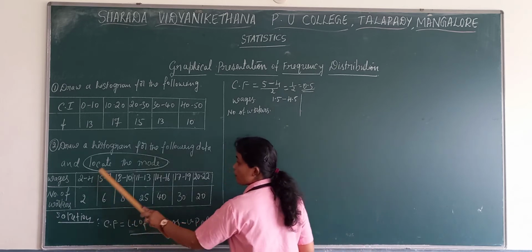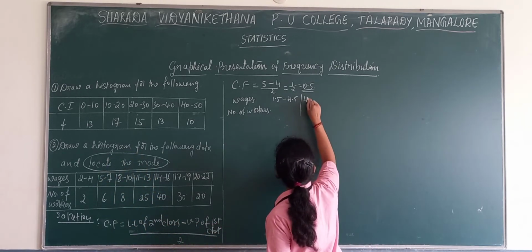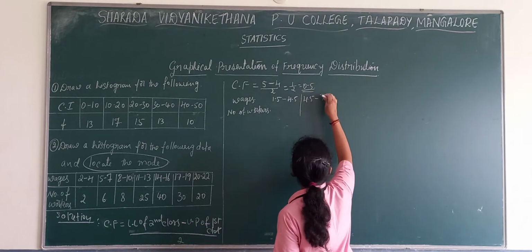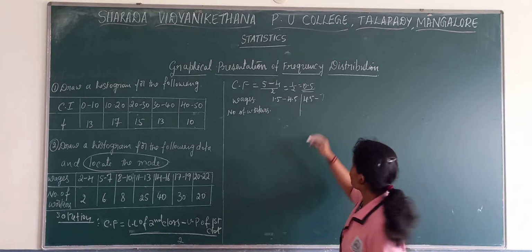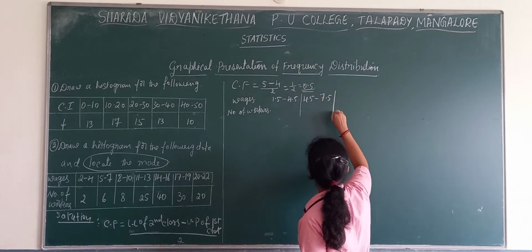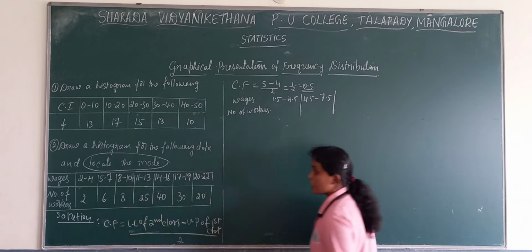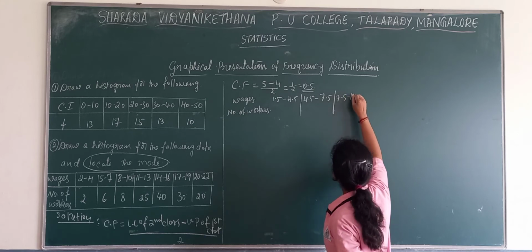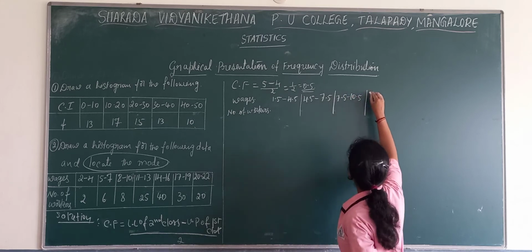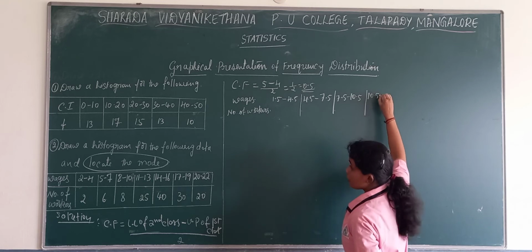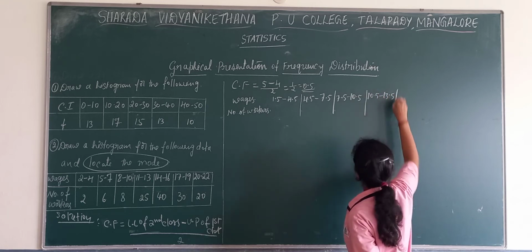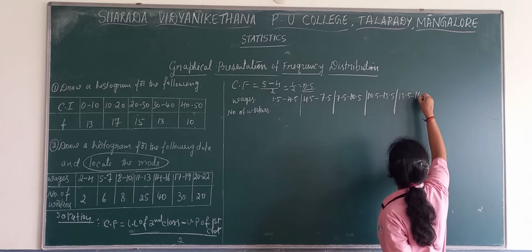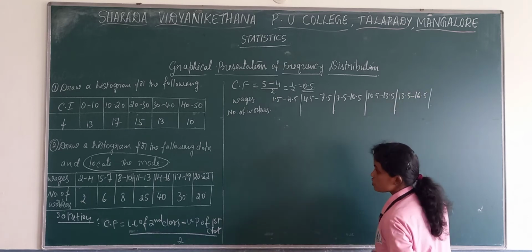Next one. Deduct 0.5 from 5, 4.5, and add 0.5 to 7, 7.5. Same thing, continue. Deduct 0.5 from 8, 7.5, to 10.5. Next one, 10.5 to 13.5. The next one, 13.5 to 16.5. Next one.